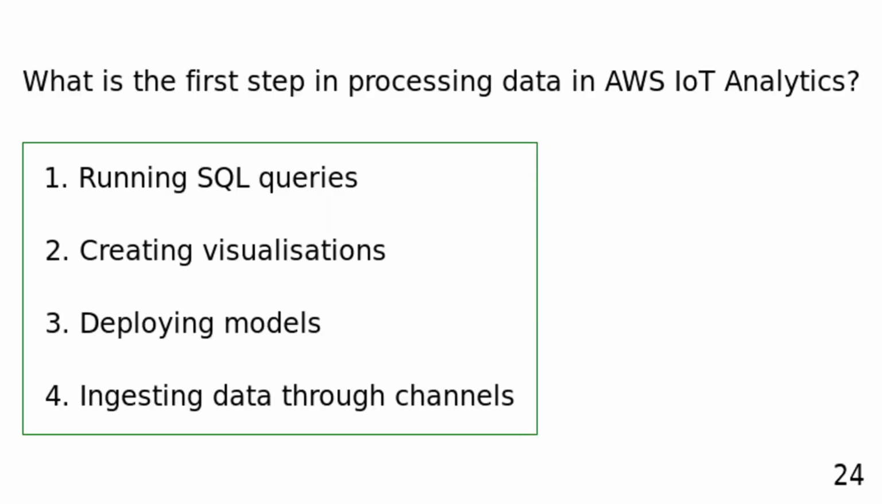What is the first step in processing data in AWS IoT Analytics? Running SQL queries. Creating visualizations. Deploying models. Ingesting data through channels.